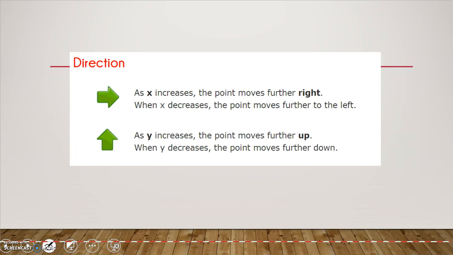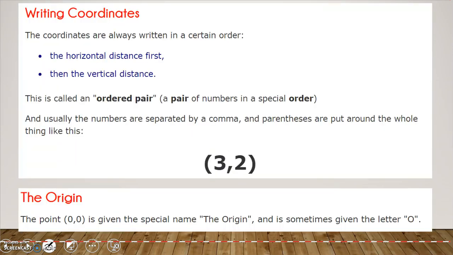If y increases, then the point will move up further, so vertically, and when y decreases, the point will move down. When writing coordinates, they are always written in a certain order. The x value is always first and then the y. This is an ordered pair.